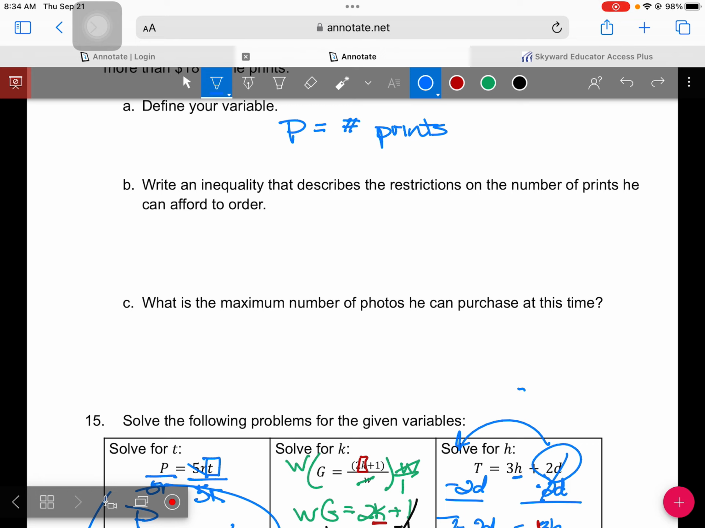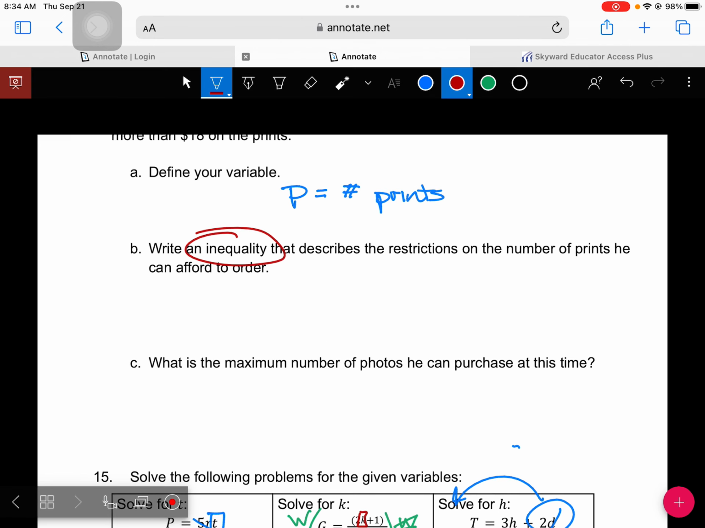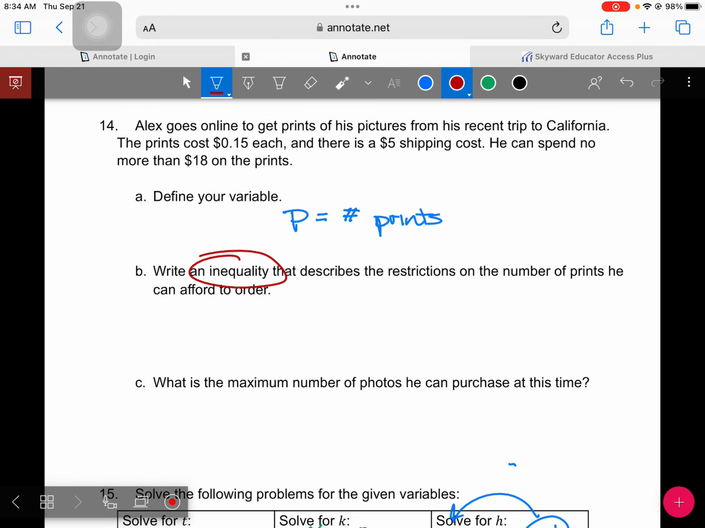Write an inequality that describes the restrictions on the number of prints he can afford to order. It is an inequality. So, what do we know? We know the prints cost 15 cents each, and there is a $5 shipping cost. He can spend no more than $18.